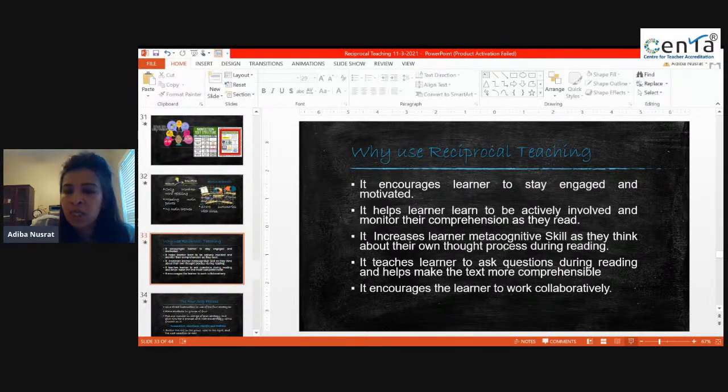So, a very quick view of the reciprocal strategies: apart from all the four strategies, it further helps us with previewing the text. It raises our self-questioning skills. It improves our visualizing skills. It helps us make connections with the audience, with the text, with the characters. It helps to monitor our own progress. It helps us know how words work. It increases our vocabulary, and it helps us evaluate ourselves, evaluate our performance, what we know, what we don't know.